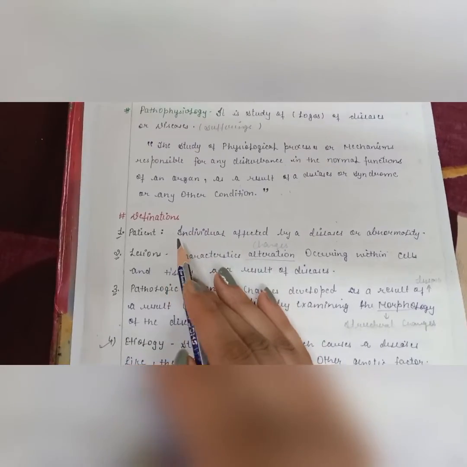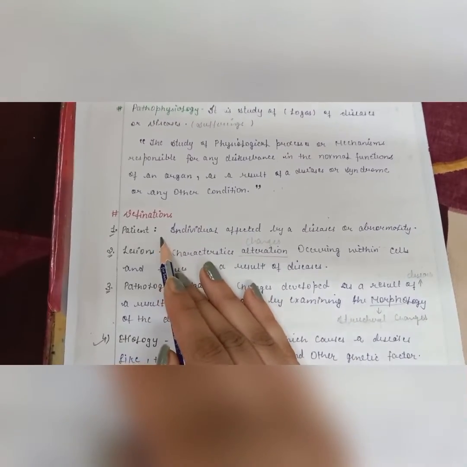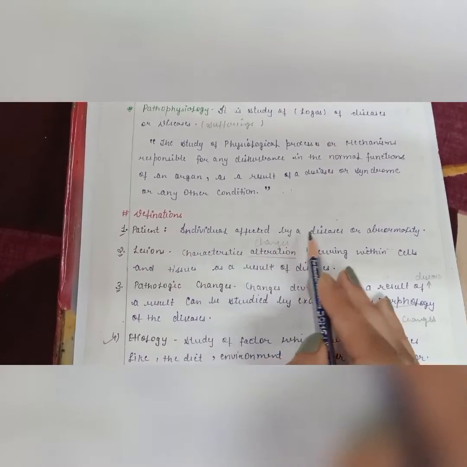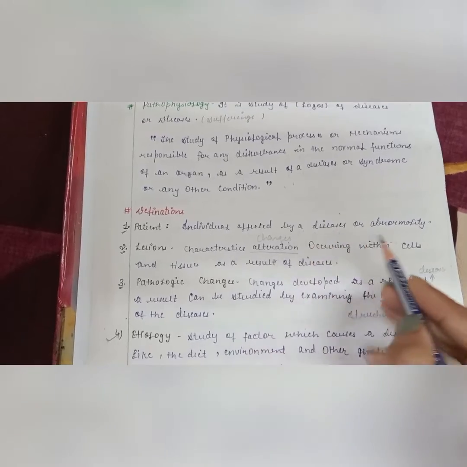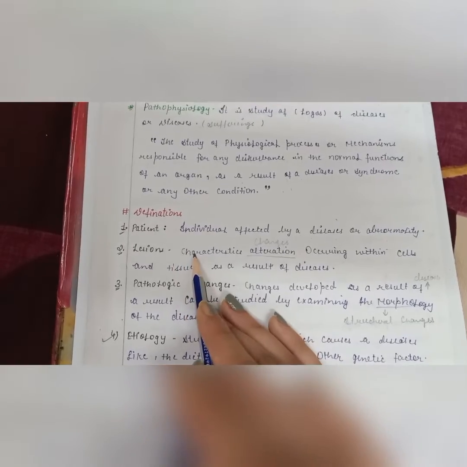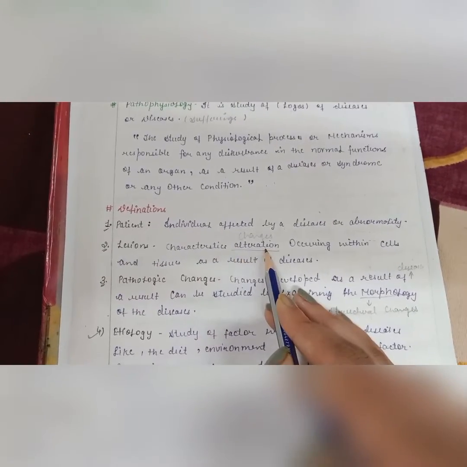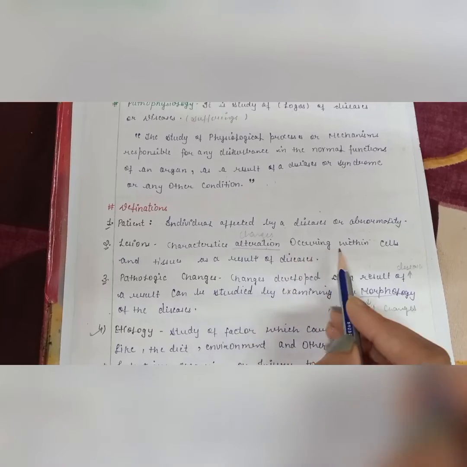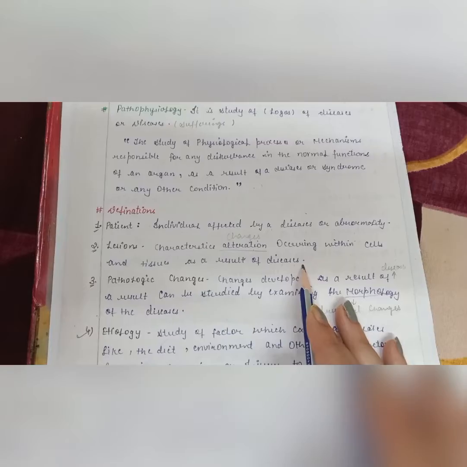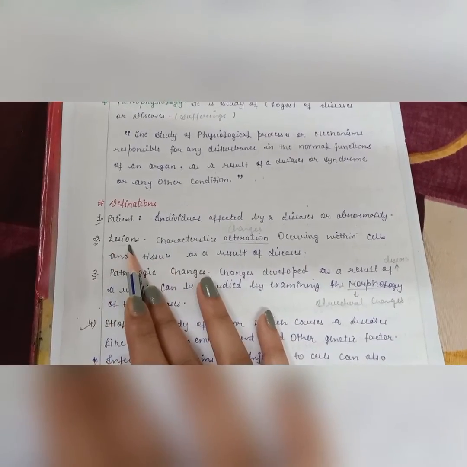Next, we are proceeding with the definitions which are important in pathophysiology. First one is the patient. Patient refers to the individual who is affected by the disease or abnormalities. Next one is the lesions, the characteristic alterations, meaning the changes which occur within the cells and tissues as a result of the disease. When we are ill, a lot of changes take place in our body, and these changes are termed lesions.